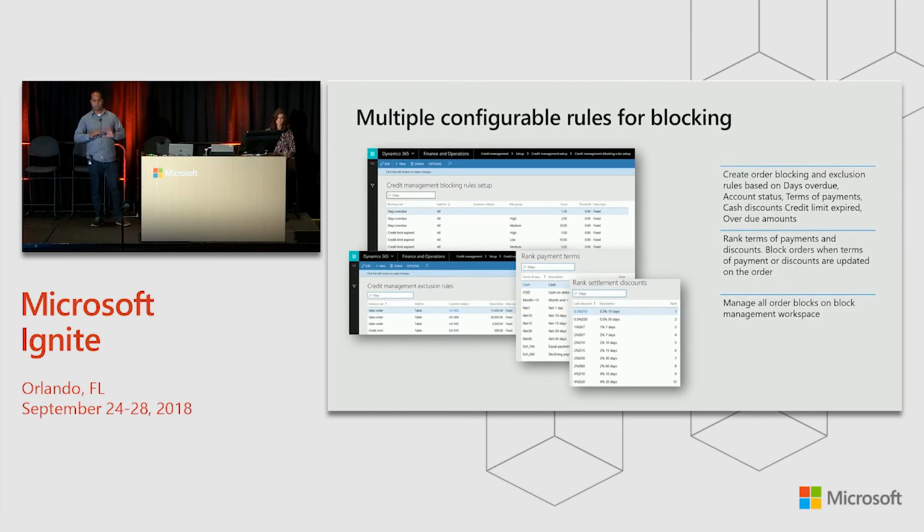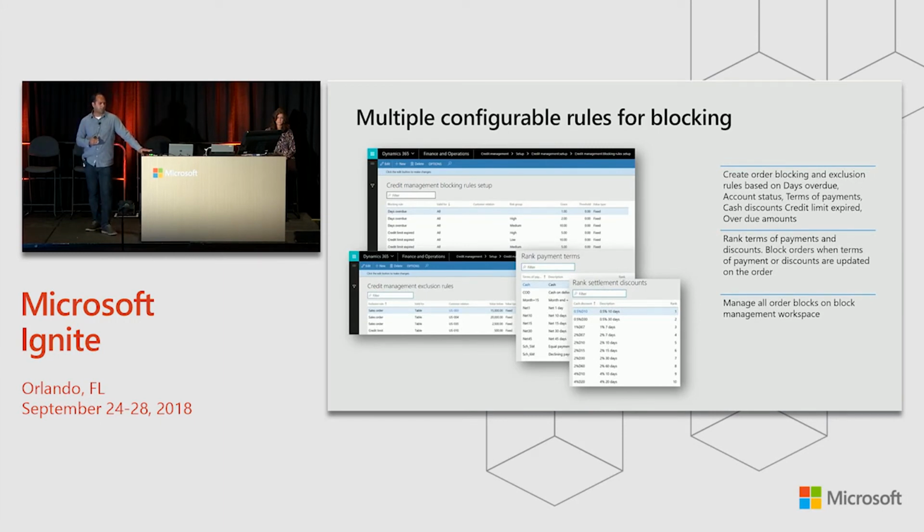So like I said, now you'll be able to rank your terms of payment. There is a default terms of payment you can set on the customers. Now if the salesperson goes and changes the terms of payment on the order, and it's riskier, and you have defined it as riskier, it's going to block the order. They're not going to be able to go ahead and process that order and move it forward. And it will have to go through the credit management.